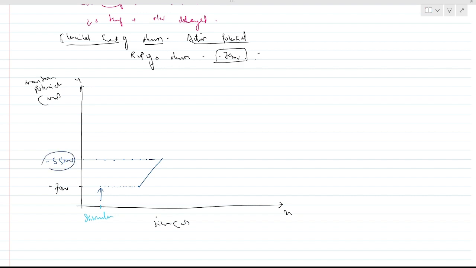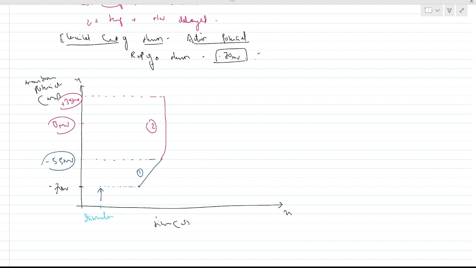Okay, we'll come back later to this minus 55 millivolt. So this is the first phase. Now after minus 55 millivolt is achieved, this will shoot to plus 35 millivolt, including crossing the 0 millivolt barrier, plus 35 millivolt. So second phase.